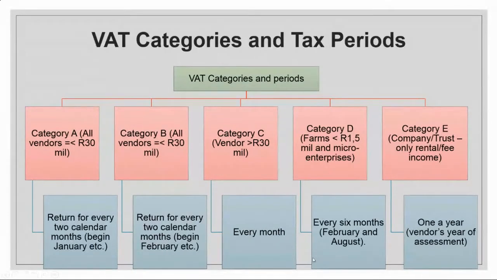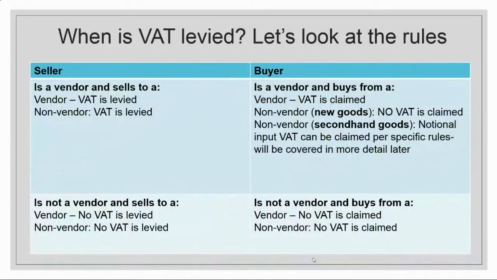Okay, so I've summarized the categories and the tax periods for you guys just as a summary to have this. Now the next question is, when is VAT levied? Now let's look at the rules. So you firstly have to see, who are we dealing with? Are we busy looking at the seller or the buyer? And then we have to see, are they a VAT vendor or not?